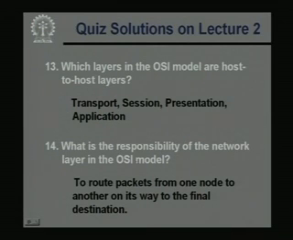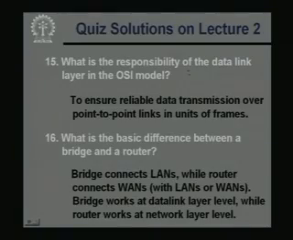What is the responsibility of the network layer in the OSI model? To route packets from one node to another. This is the main responsibility on the way to its final destination. 15. What is the responsibility of the data link layer? To ensure reliable data transmission over point to point links. Okay. Typically the unit of data transmission is frames. What is the basic difference between a bridge and a router? Bridge will connect LANs, while router can connect WANs to LANs or other WANs. Bridge works at the data link layer level, while router works at the network layer level. Okay.